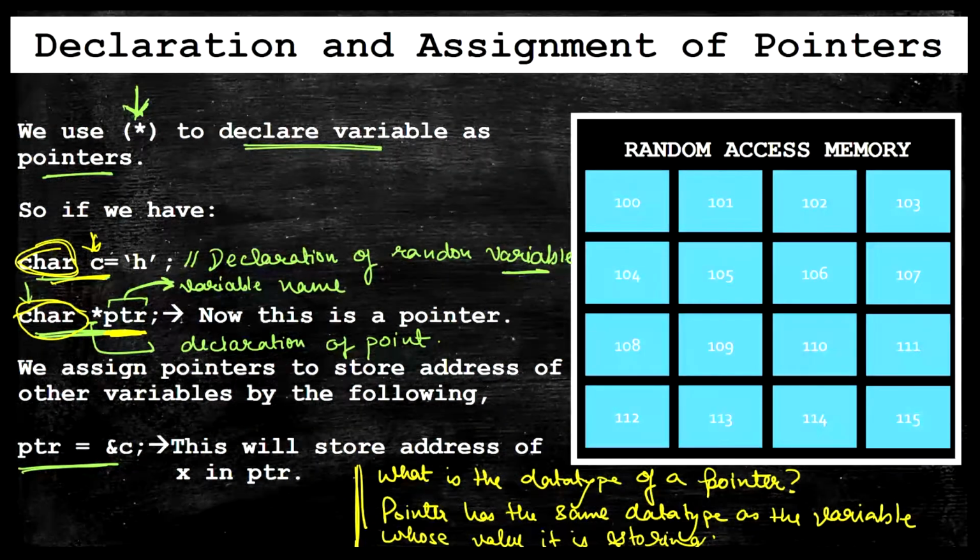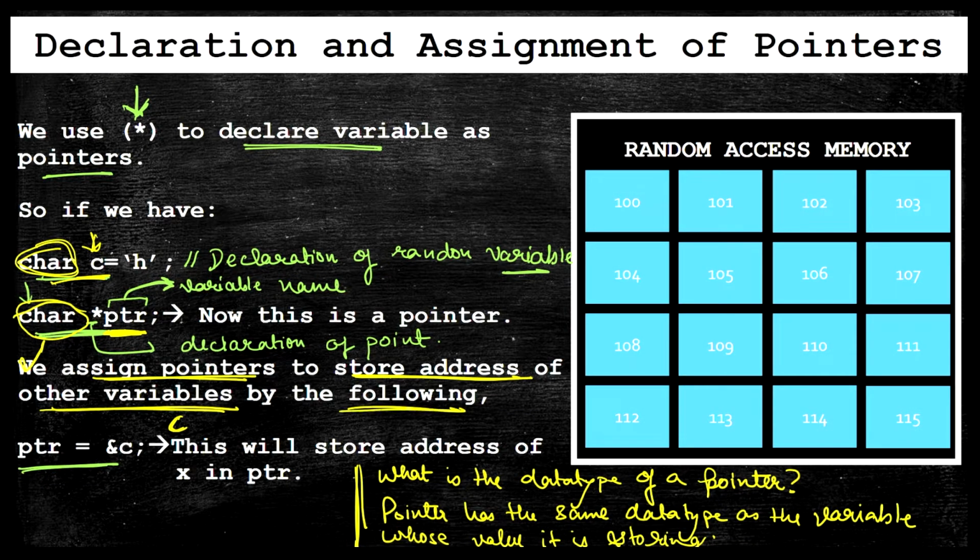Now how to tell the compiler to assign the address of c, that is 100, to this ptr? We will read that we assign pointers to store the address of other variables, that is c in this case, by using the symbol ampersand. This is the same ampersand that we use in scanf. So when you write ptr equal to ampersand c, the address of c will get stored into ptr.